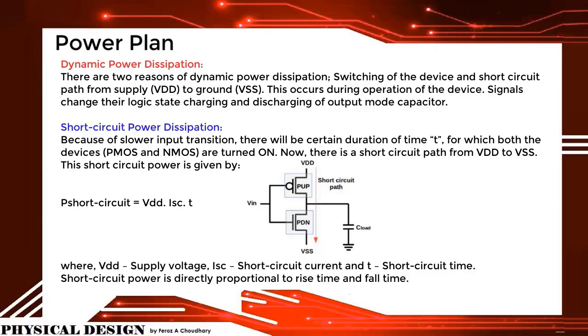Short circuit power dissipation. Because of slower input transition, there will be a certain duration of time t for which both the devices, PMOS and NMOS, are turned on. Now there is a short circuit path from VDD to VSS. This is given by P short circuit equals VDD, that is supply voltage, times short circuit current times short circuit time. Short circuit power is directly proportional to rise time and fall time.